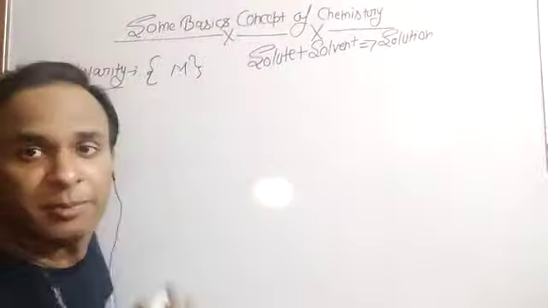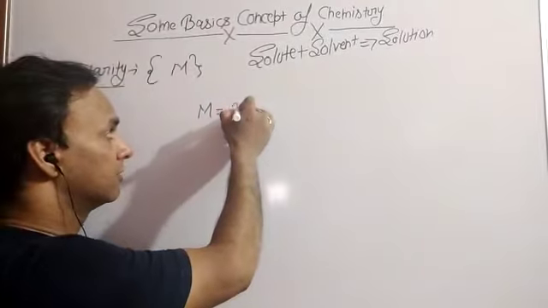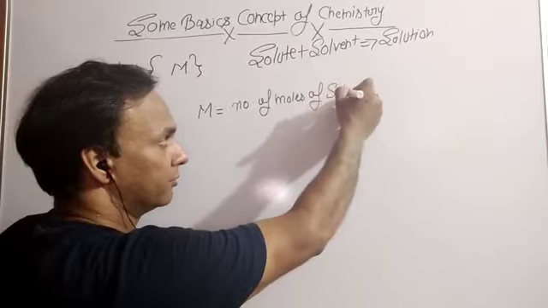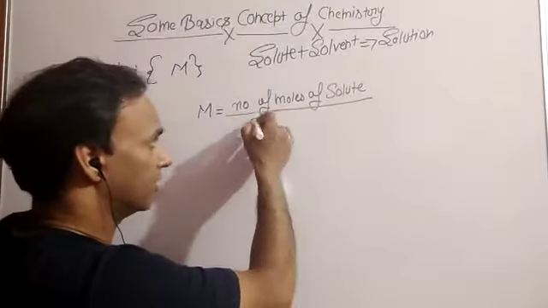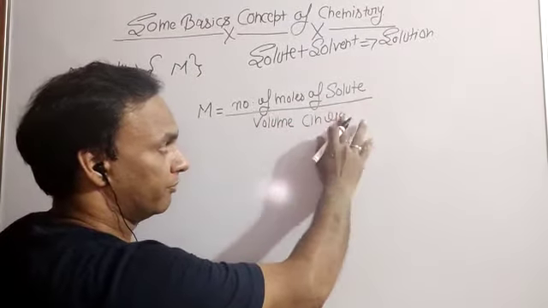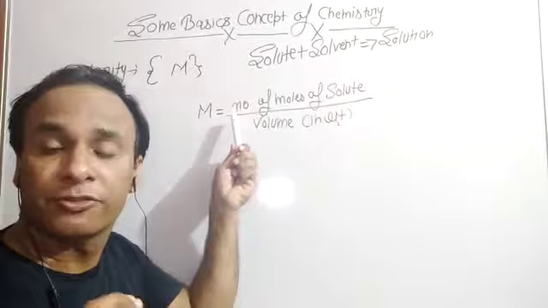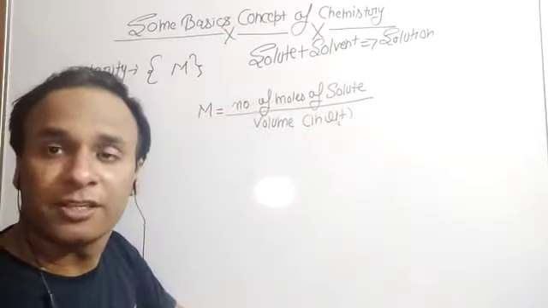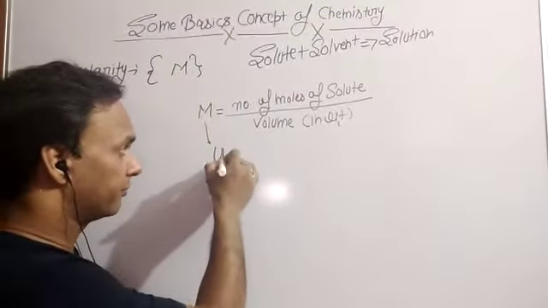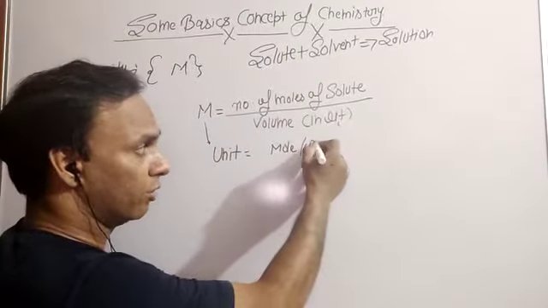Now, how would you like to define the term molarity? Molarity, capital M, is defined as the number of moles of solute present in 1 liter of solution. That is called molarity. Number of moles has the unit mole, and volume is in liters, so it is expressed in mole per liter.